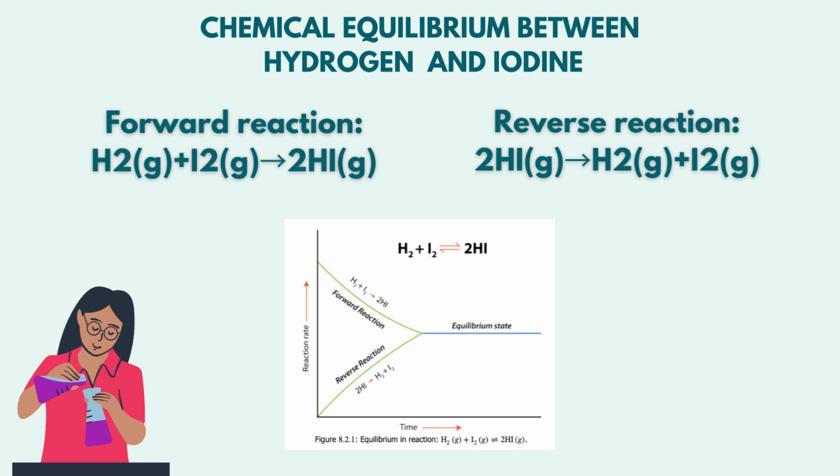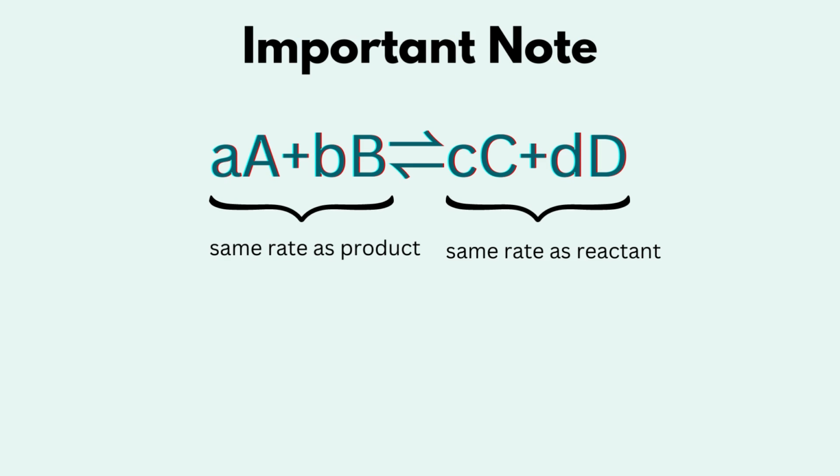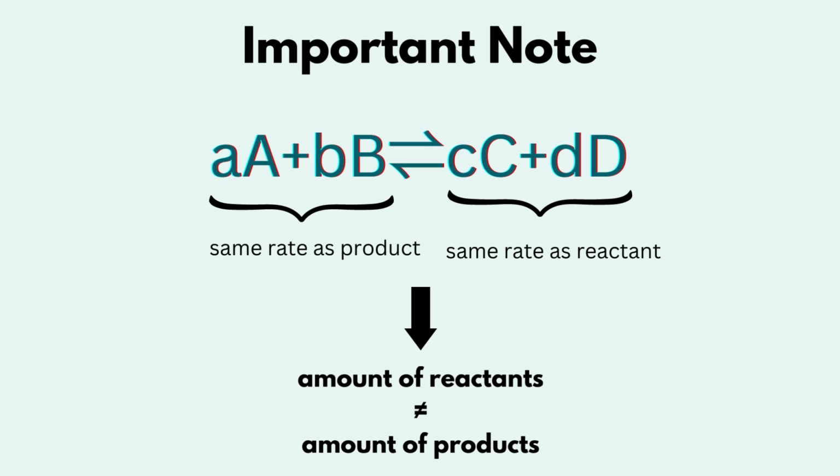But eventually, it will reach a point of equilibrium where the rates of the forward and backward reactions are the same. Another thing to keep in mind is that even if the forward and reverse reactions are occurring at equal rates, there does not have to be an equal amount of products and reactants to achieve this equilibrium.